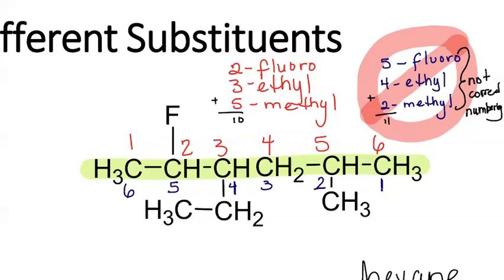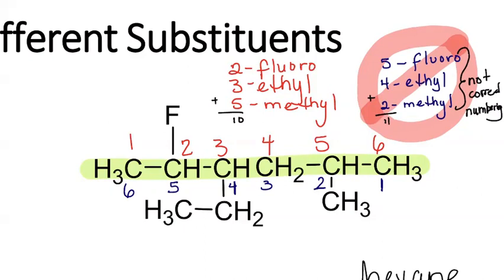Great question, Gia. There are going to be occasions where they equal the same number. When that happens, you have to select the numbering that gives the substituent that comes alphabetically first. So if they equal the same, you pick the number that gives the substituent that comes alphabetically first. I think there is a problem like that in the worksheet, but I don't think I have it in lecture.